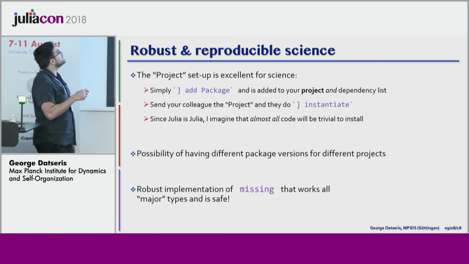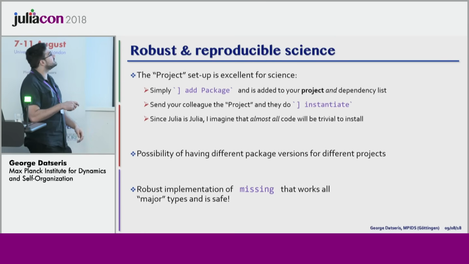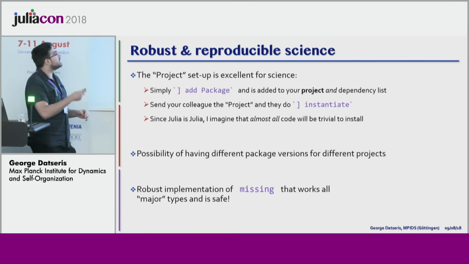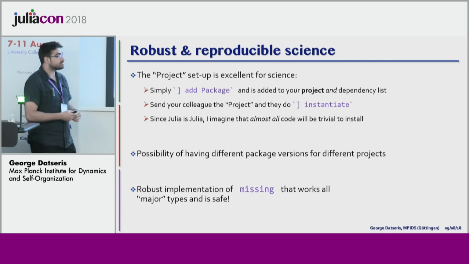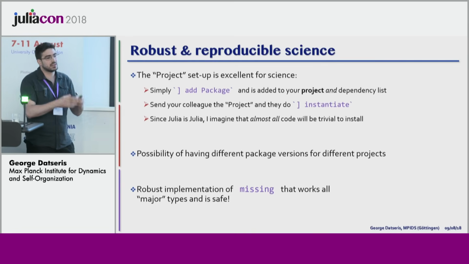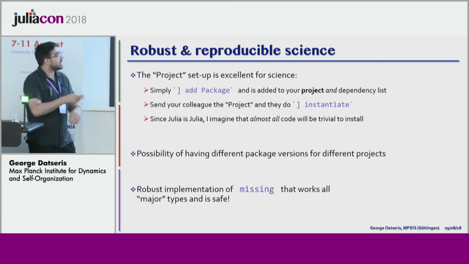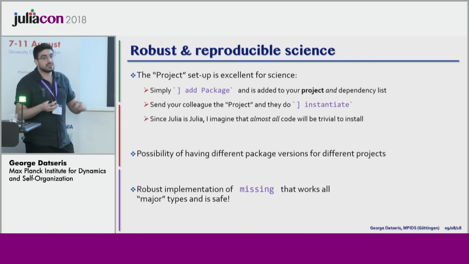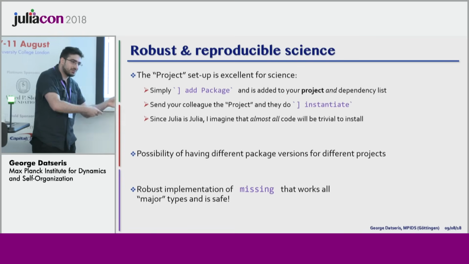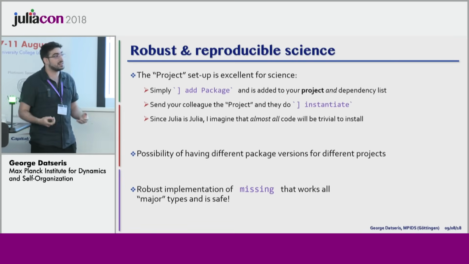Let me point out why I think Julia also stands for reproducible science with this new package manager and the new project setup. Because the way it works is you have your project, you add a package that you want to use, and it is automatically added in the dependency list. So then you send your project, and now by project I mean your source code and the .toml files. You send these to your colleague, and your colleague does instantiate. And then suddenly, whatever has run in your computer runs in their computer. So this immediately allows you to reproduce the results.